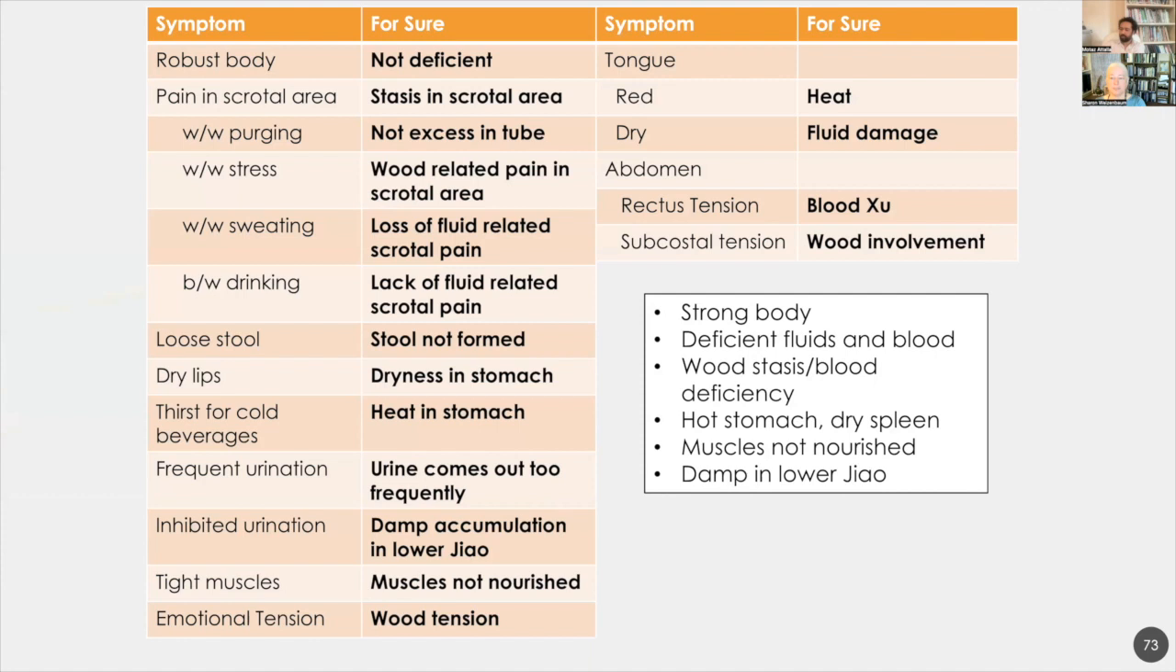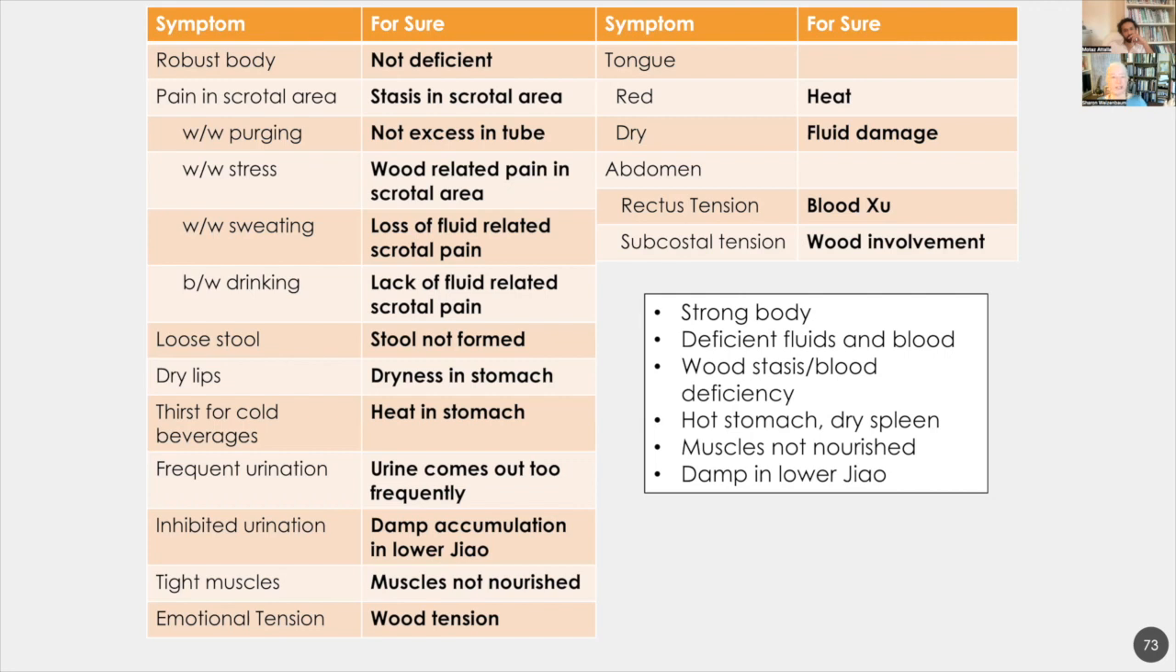So this is me going over what I do with the symptoms. And what I do with them is I look at them for what they tell me for sure, individually, unless it is a subcategory of another symptom. So he's got a robust body, so it's not going to be a strong deficiency pattern, not going to be pure deficiency pattern. Pain in the scrotal area, what does that tell me?